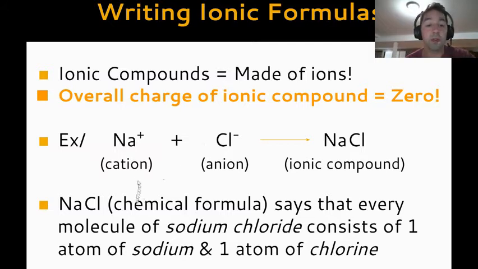So, for example, NaCl is made of Na plus and Cl minus. One positive ion, one negative ion. The overall charge is going to be 0 because the plus cancels out the negative. So every time you have a molecule of sodium chloride, you have to have just one atom of sodium and one atom of chlorine. If you don't, you won't have a 0 charge, which is impossible. You can't do that. So you have to just have one sodium and one chlorine.